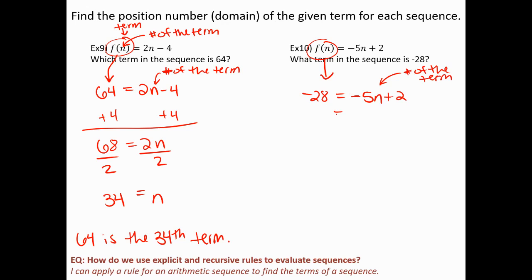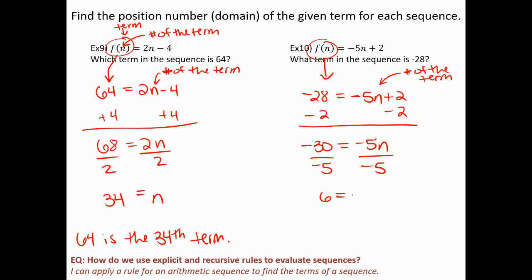Okay, so then I would simplify, or not simplify, excuse me. I want to solve for n. So I need to get rid of, I have that negative 5 and the 2. I'm going to start by subtracting 2 from both sides. And that gives me negative 30 equals negative 5n. Divide both sides by negative 5. And we get 6 equals n. So we can say negative 28 is the 6th term.